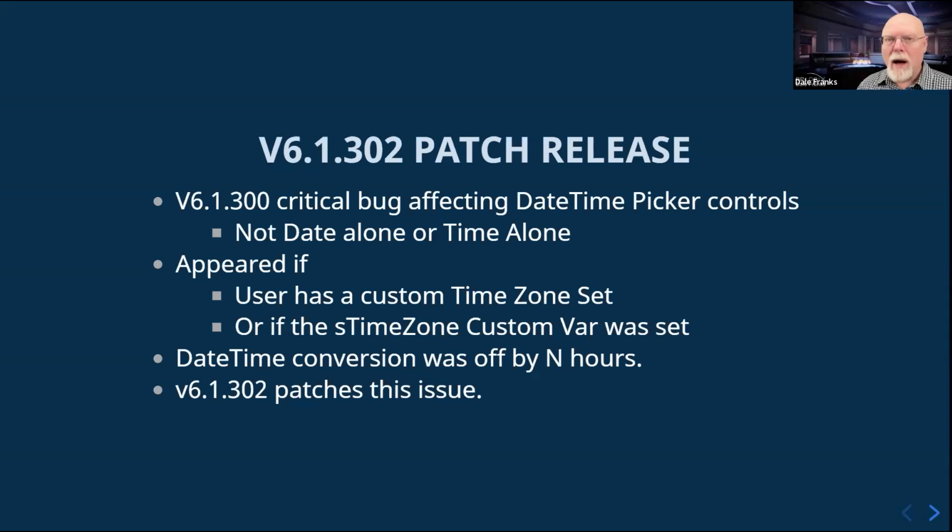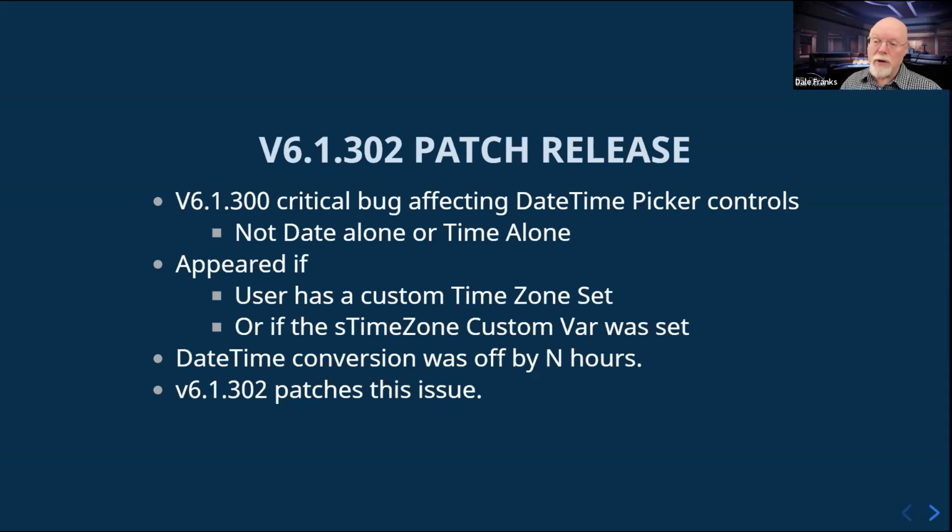So as soon as we found it, we immediately pulled .300 off of the support site for download. And then on Friday morning, I guess, we got our patch release. And so we replaced that. So that is the current download. So the current version of the product is now .302. .302 patches that issue. It is, in fact, the only patch that we have for .300, because that was the only bug that we found that might be serious enough to cause that.